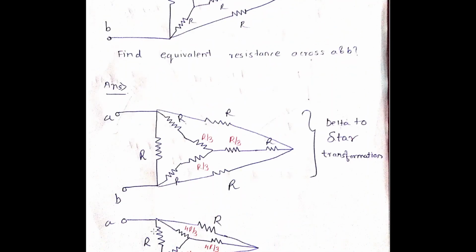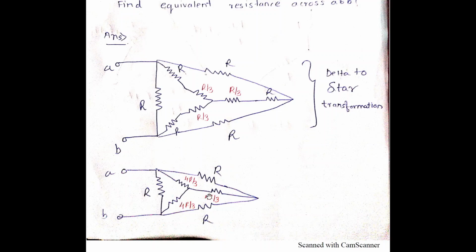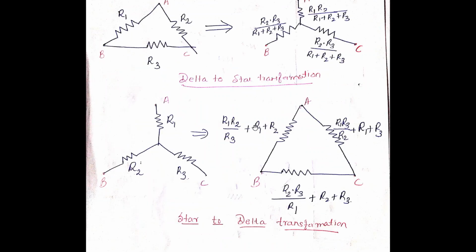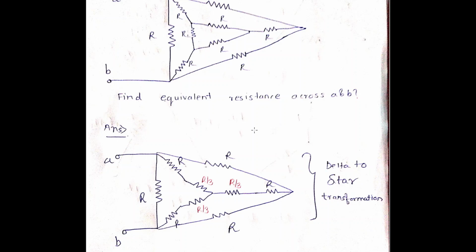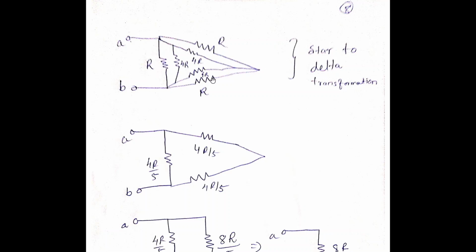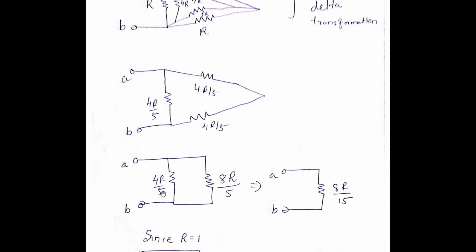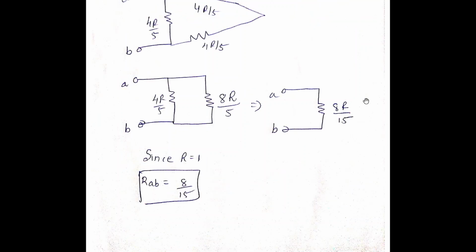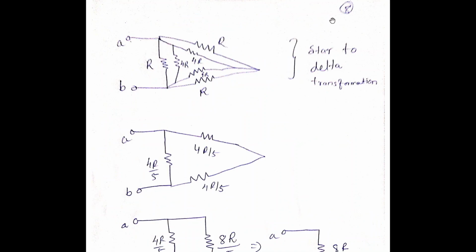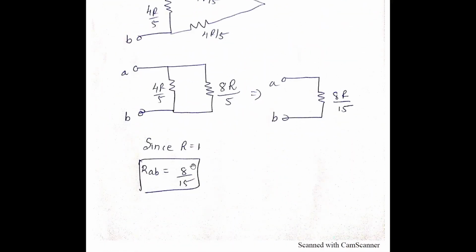So the formula is 4R by 3 into 4R by 3 upon 4R by 3 plus 4R by 3 plus 4R by 3. This one, this into this upon this plus this plus this. Just see the formula over here and apply it. You will get again a delta. So 4R and R are in parallel, 4R and R are in parallel, 4R and R are in parallel. Just simplify it, then add these two in series, it's again in parallel with this, and finally it is 8R by 15. The value of each resistance is 1 ohm. Therefore, 8 into 1 by 15 is 8 by 15.